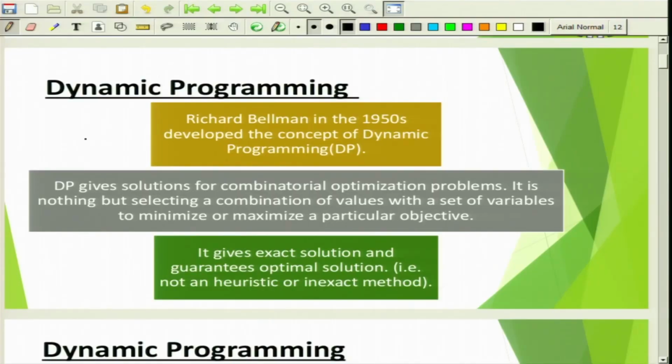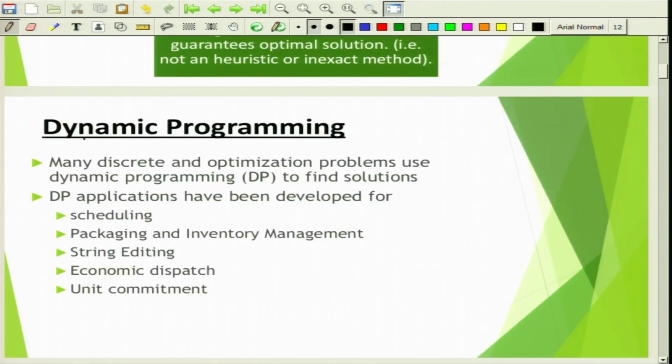For example, the objective function could be loss minimization, or maximizing the profit. So we need to identify the suitable approach to find a solution for this, and it gives an exact solution and guarantees an optimal solution, that is not a heuristic or inexact method. So the advantage with dynamic programming is it gives a more optimal solution as compared to the other heuristic techniques. And many discrete optimization problems use dynamic programming to find solutions.